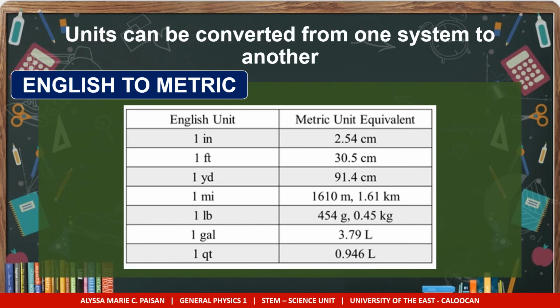Here, 1 inch is equal to 2.54 centimeters, 1 foot is equal to 30.5 centimeters, 1 yard is equal to 91.4 centimeters, 1 mile is either equal to 1,610 meters or 1.61 kilometers. 1 pound is either equal to 454 grams or 0.45 kilograms. 1 gallon is equal to 3.79 liters and 1 quart is equal to 0.946 liter.